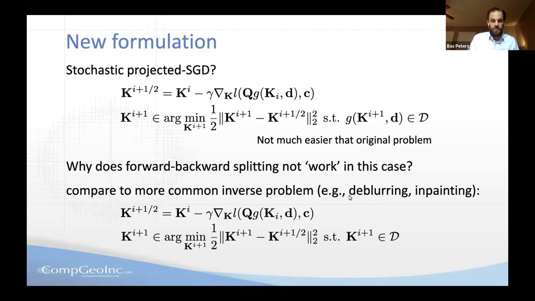So if we compare this to more common inverse problems like image deblurring or inpainting, we have almost the same iterations, except that what's in the constraint set are the model parameters themselves. So if we're deblurring an image, the model parameters are the image. And in our case, the image is really the network output. So that's indicated on this slide. That's just a subtle problem of regularizing the model parameters versus regularizing the output. And the output in this case comes from a neural network. So it's just a more complicated problem.